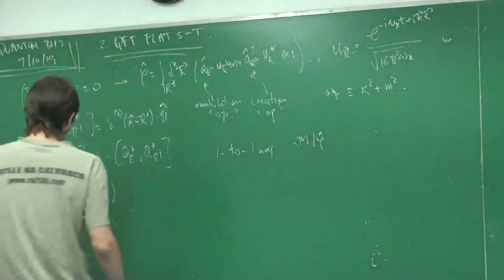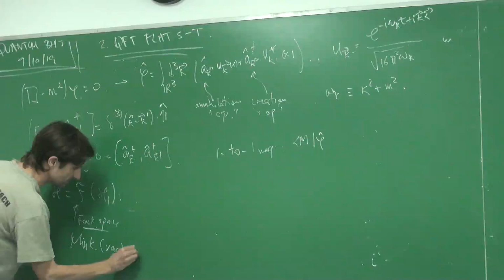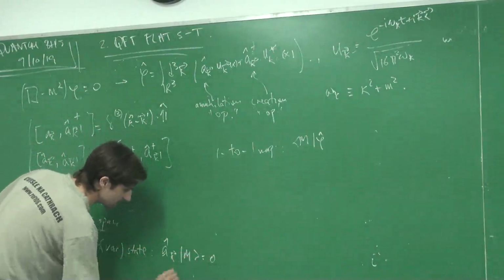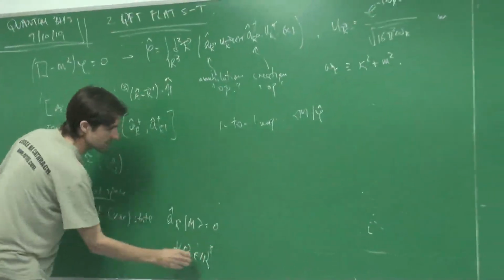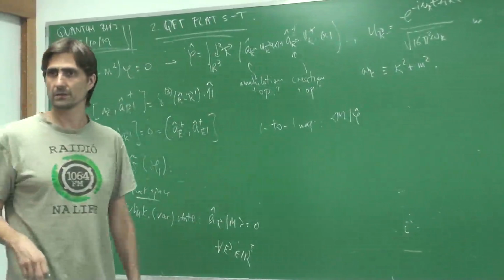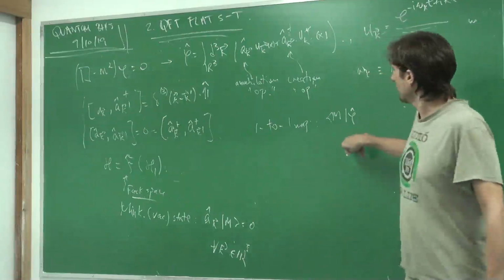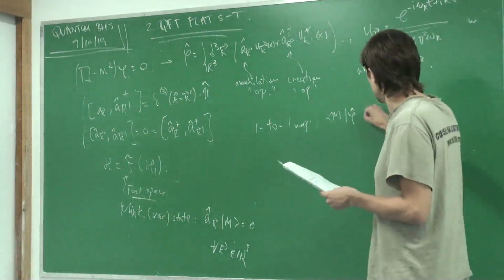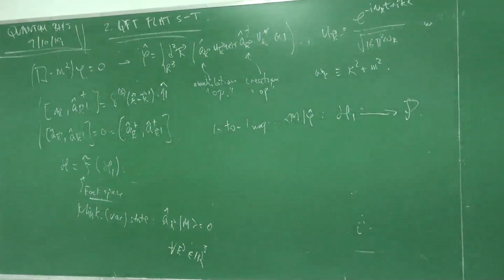Well, obviously, we define our Minkowski vacuum state as the state which is annihilated by all these annihilation operators for all the different momenta. The one-to-one mapping is via this Minkowski vacuum state, and as I say, it's between the one particle Hilbert space and the space of positive frequency solutions.